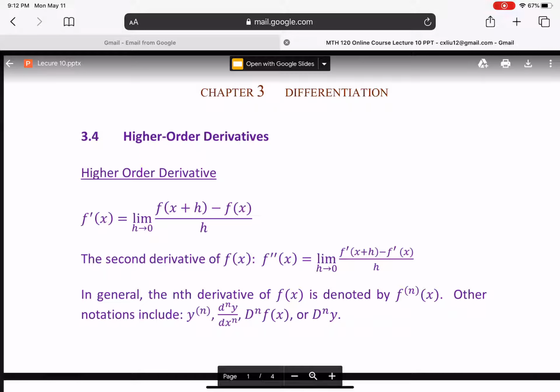So if you take the derivative of the derivative, you get the second derivative. So that's just the limit of f prime x plus h minus f prime x over h as h approaches 0. In general, the nth derivative of f is denoted by f to the parenthesis n, and there are some other notations, including y to the parenthesis n, d to the n y over dx to the n, or d to the n f, or d to the n y.